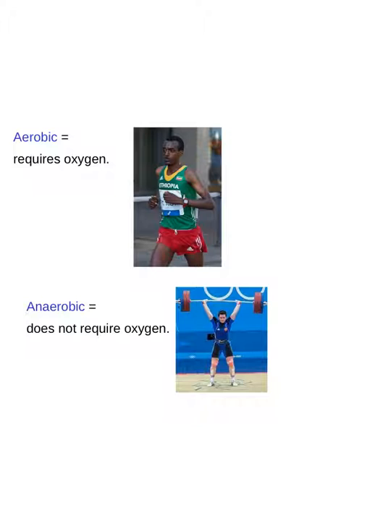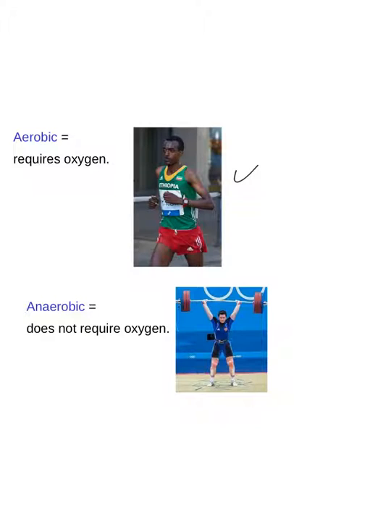Now, before we get into describing the actual processes involved with cellular respiration, two important terms. Aerobic, sounds like air, right? Well, that refers to any reaction which requires oxygen. This gentleman here is performing an activity that requires oxygen and oxygen balance to keep him going.